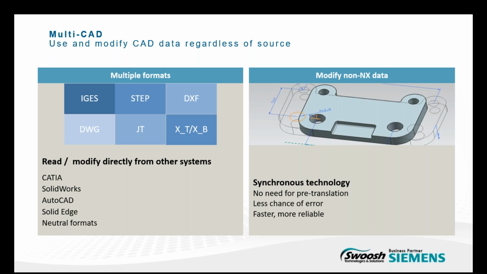NX has the ability to read and modify data from multiple CAD systems. This is just a short list here on the screen that shows the different file formats that we work with. This includes mainstream CAD systems as well as neutral formats like IGES, STEP or JT files. Basically, if you have CAD data, you will be able to read it within NX. Now, with synchronous technology, this data can be modified as needed, eliminating slow, error-prone translation, offering fast, intuitive design creation, and easy modification without having to know how that design was originally created.